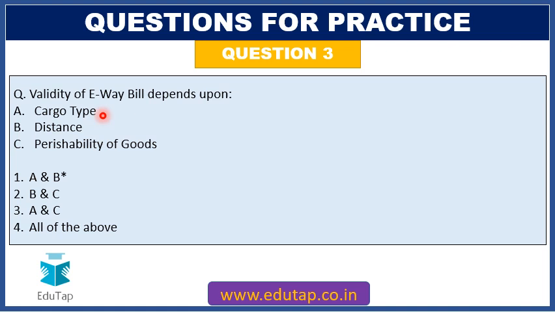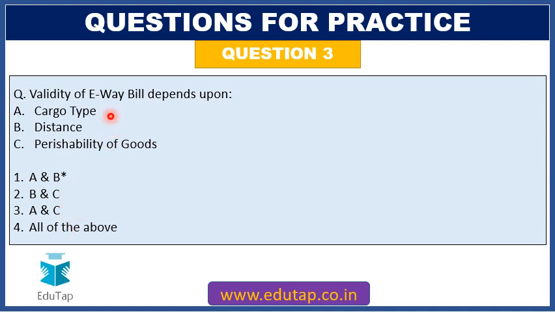Next question. Validity of e-way bill depends upon cargo type, distance, perishability of goods, and the options are A and B and C, A and C, all of the above.